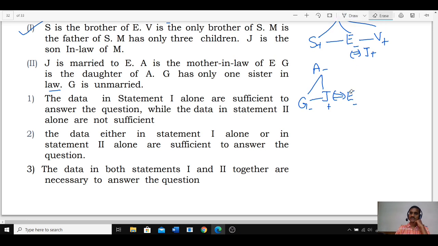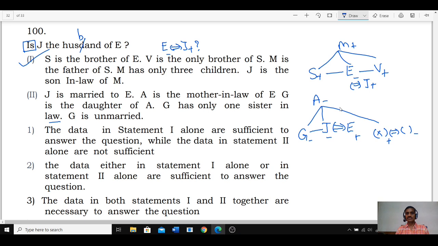Or what is the second case here? Here let's assume J is also female. One more brother is there. If one more brother is there, let's call him X. That X's wife is what? G has only one sister-in-law. Now only 1 sister, this wife could also be the only 1 sister-in-law. Isn't it? What can J be? Could be her husband or cannot be, isn't it?